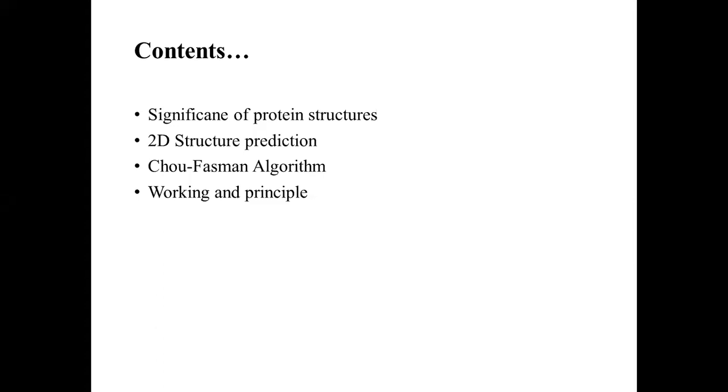So today our topic is the Chou Fasman algorithm. First of all, we will discuss the significance of protein structures. Then we will discuss two-dimensional structure prediction, and then we will move on to the Chou Fasman algorithm, how it works, and how it predicts the two-dimensional structure. Nowadays Chou Fasman is also used for three-dimensional structure prediction, but originally it was for two-dimensional structure prediction. Chou and Fasman were two scientists.